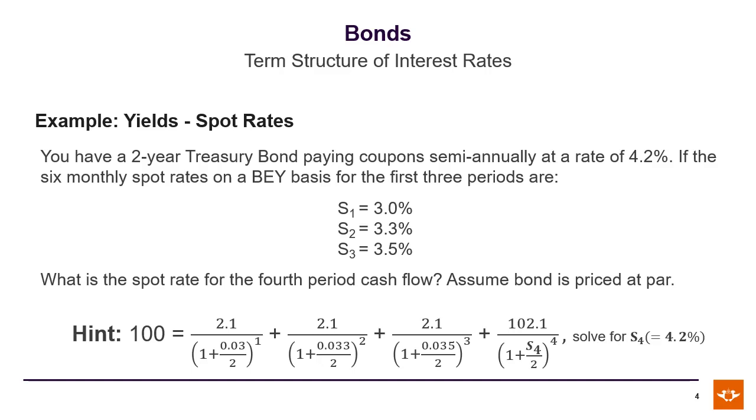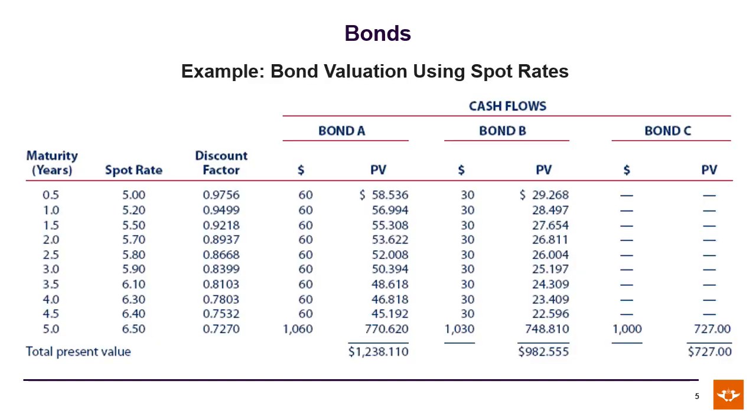So when you solve for S4, the answer is 4.2%. You realize that by discounting all these cash flows at those various interest rates, you will end up with a par value of 100. Now this is another example of how to value a bond using the spot rates.